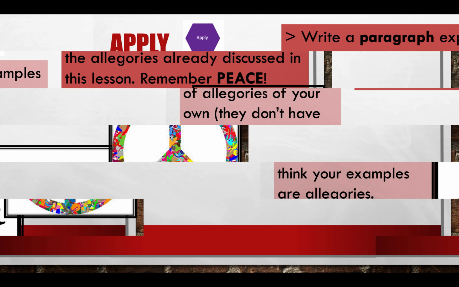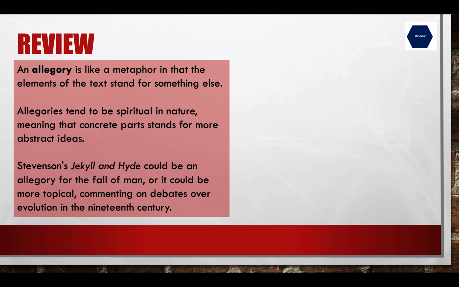All right, so let's just do a quick review, a quick lesson summary. So an allegory is like a metaphor in that the elements of the text stand for something else. Remember that hidden meaning. Allegories tend to be spiritual in nature, meaning that concrete parts stand for more abstract ideas. And Stevenson's Jekyll and Hyde could be an allegory for the fall of man, or it could be more topical, which means of the time, commenting on debates over evolution in the 19th century, linking to Charles Darwin's theory of evolution.